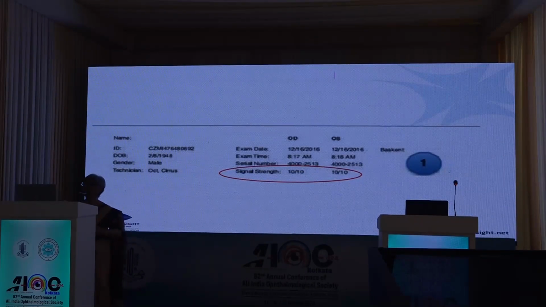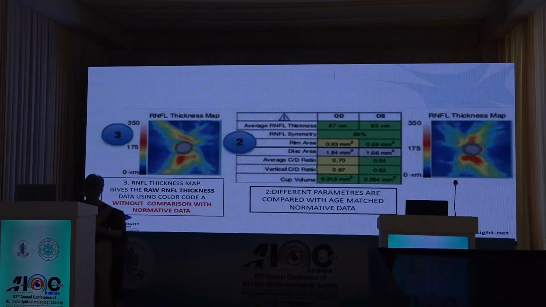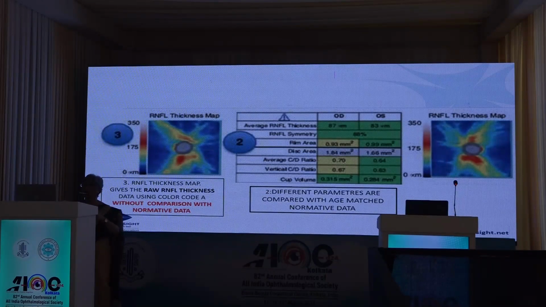So the first thing is, of course, you've got the examination date, and you can see over here that the signal strength is extremely good. It's 10 by 10. Now we have a look at the RNFL thickness, which I've already explained to you. So the RNFL thickness map gives us the raw RNFL thickness using a color code without comparison with normal data. Always compare the two eyes and you will get information from here.